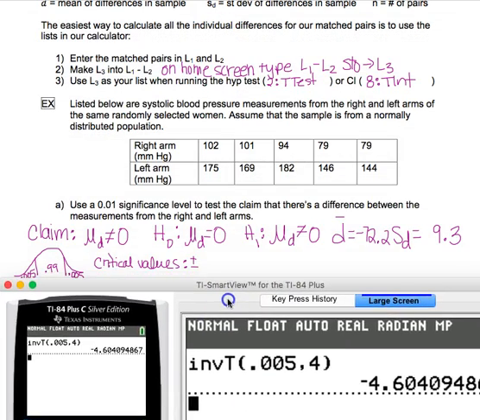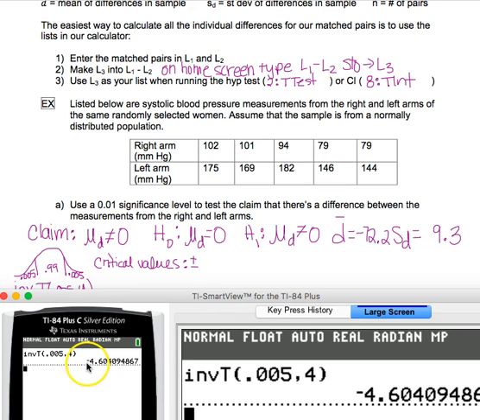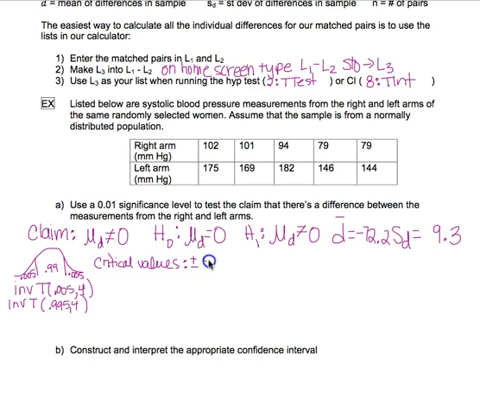And we get our critical values. Again, this one's the negative. If I did the 0.995, it would give me the positive. So I have plus or minus 4.60, which is how it rounds to 2 decimal places. So those are our critical values.